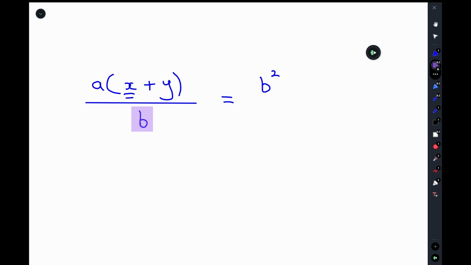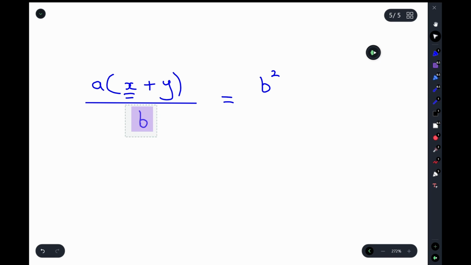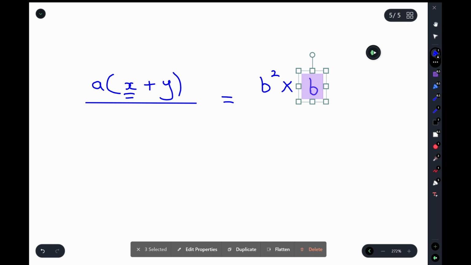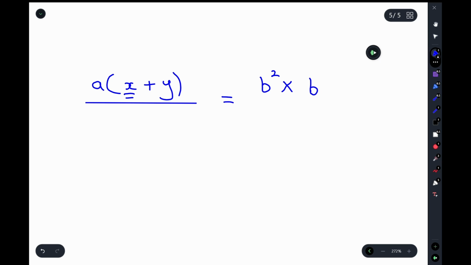When we have a term that is a fraction, the first thing we move is the denominator. We're going to move b, or divided by b, to the other side. When we do that, it becomes multiplied by b. Now b is really b to the power of 1. And if we recall our rules of indices, b squared multiplied by b is really b to the power of 2 plus 1, which will give us b cubed.